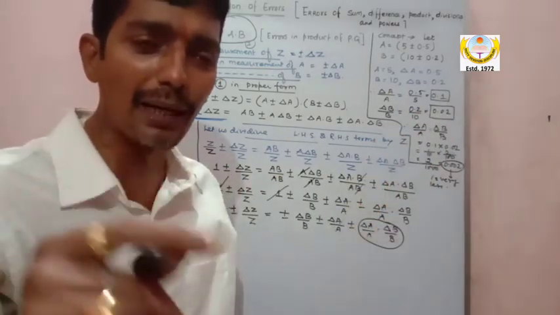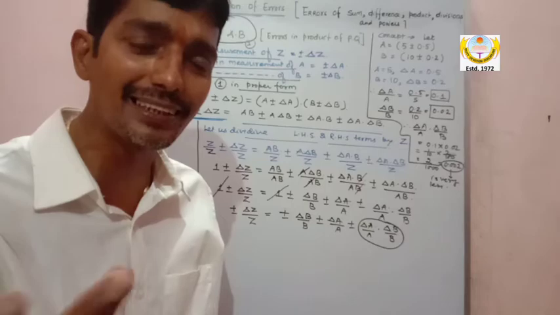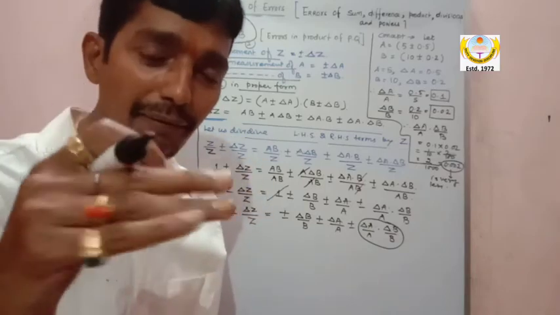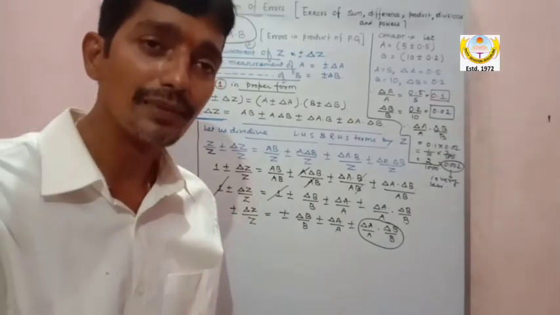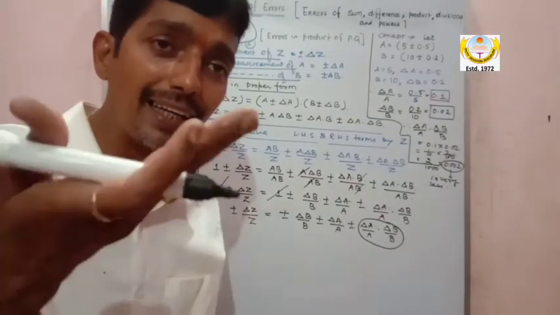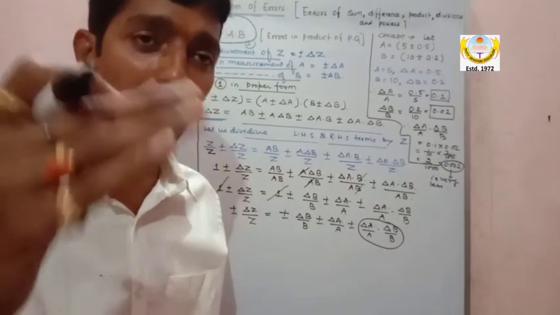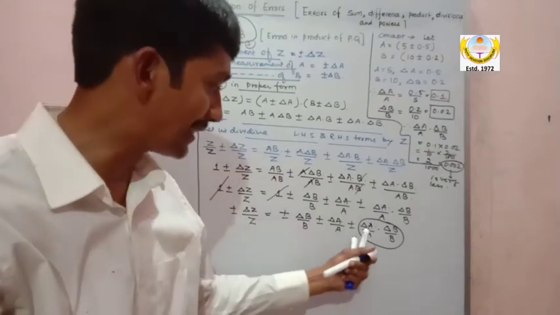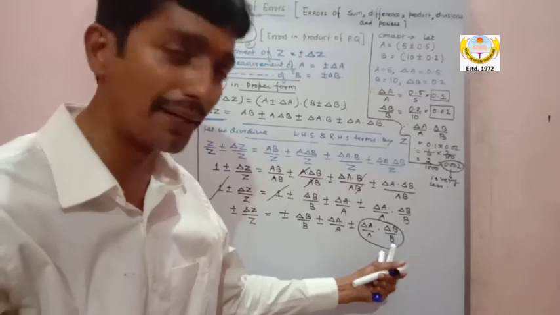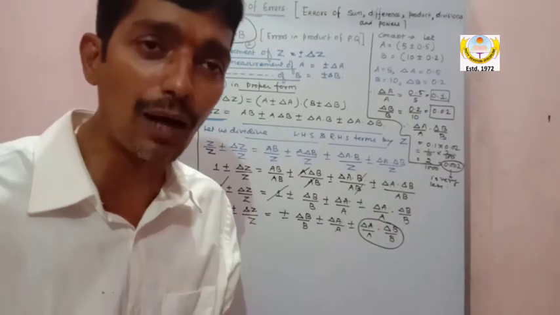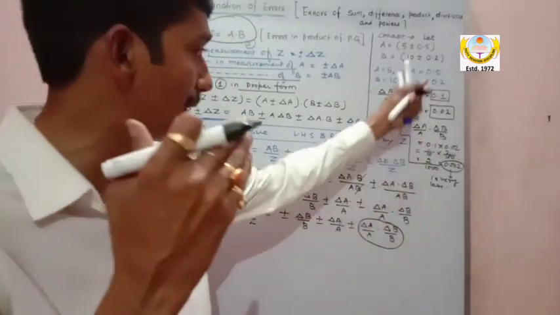Why is del A by A or del B by B less? Because, sir, in del A by A, del A is the error and A is the true value. So the denominator value is higher. So the result will be less. So, sir, the result of one is less, and the result of the other is also less. Because again it is error divided by true value. When I multiply them, the answer will become even less. Here I have given the example.